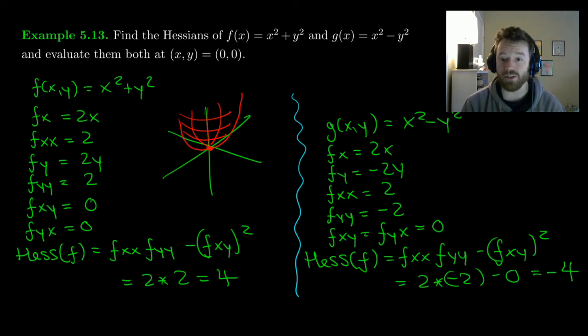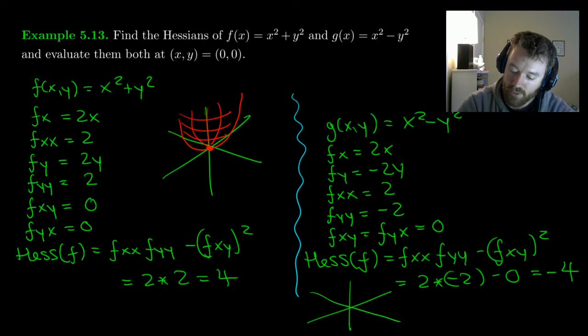And we have actually talked enough about the fact that if it's negative 4, that means that fxx and fyy have different sign. So I'm concave up in one direction and concave down in the other direction. And so actually, if you graph this thing, that's exactly what's going on here. I am concave up in the x direction, and I'm concave down in the y direction.